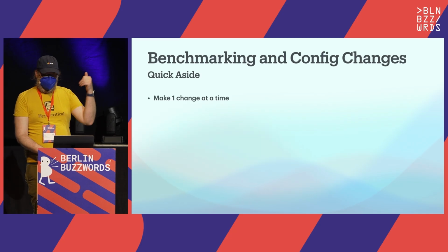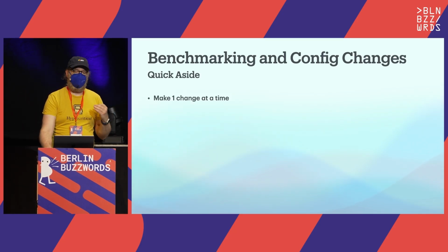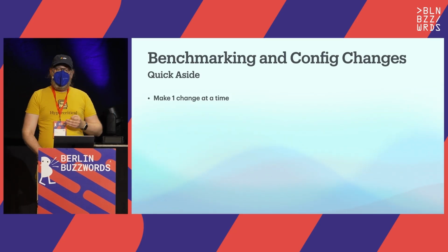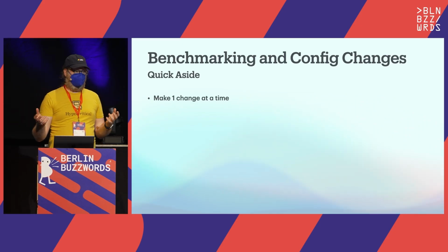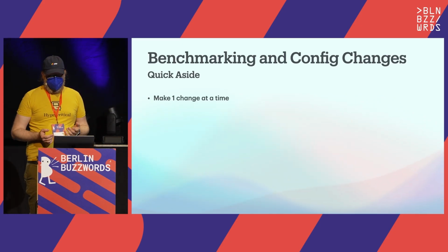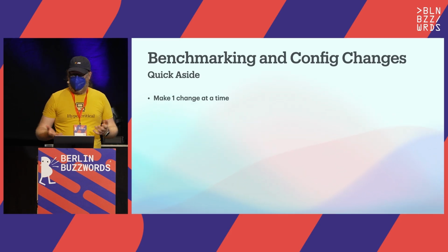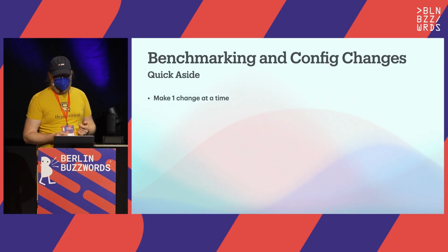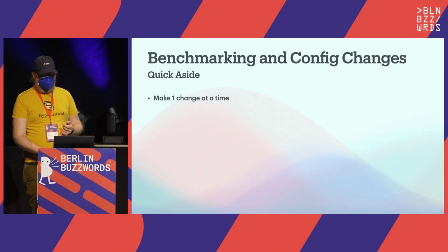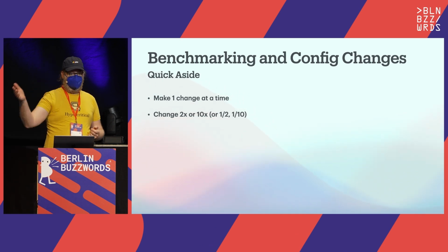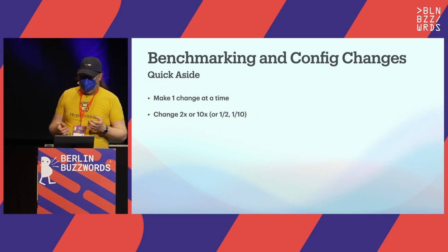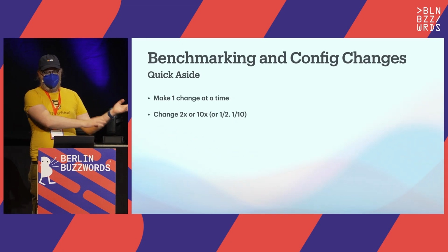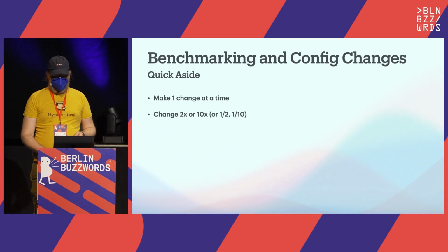The golden rule is make one change at a time. It might seem so tedious if you're in a hurry, but if you make more than one change, you never know what the interactions between two or more config changes actually give you. And then your measurements are out of whack. It's really not worth doing. For integer values, we recommend going 2x or 10x, depending on the value and the absolute values of those numbers, or go 1/2 or 1/10 if you want to go backwards.